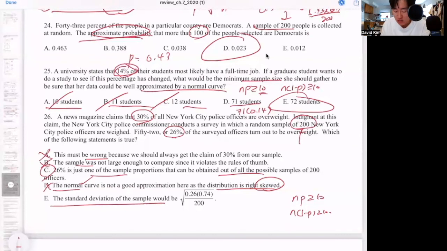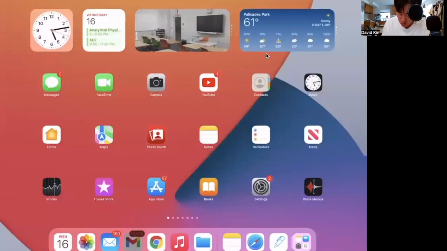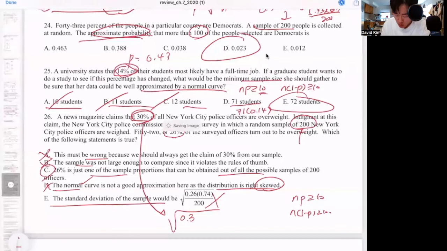The standard deviation of the sample will not be this, unfortunately, because it's 0.3. That is the proportion you want to use to find out the standard deviation. Oh, sorry. So then that would be 0.3 times 0.7.